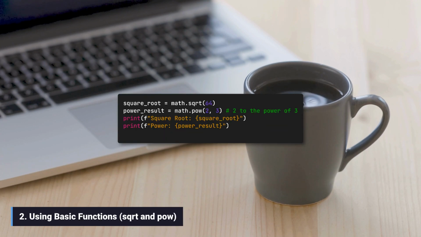2. Using basic functions. The math module offers many functions. Math.sqrt calculates the square root, and math.pow calculates one number raised to the power of another. You could perform these operations using basic arithmetic operators, but the math module ensures the highest precision and clarity for mathematical intent.